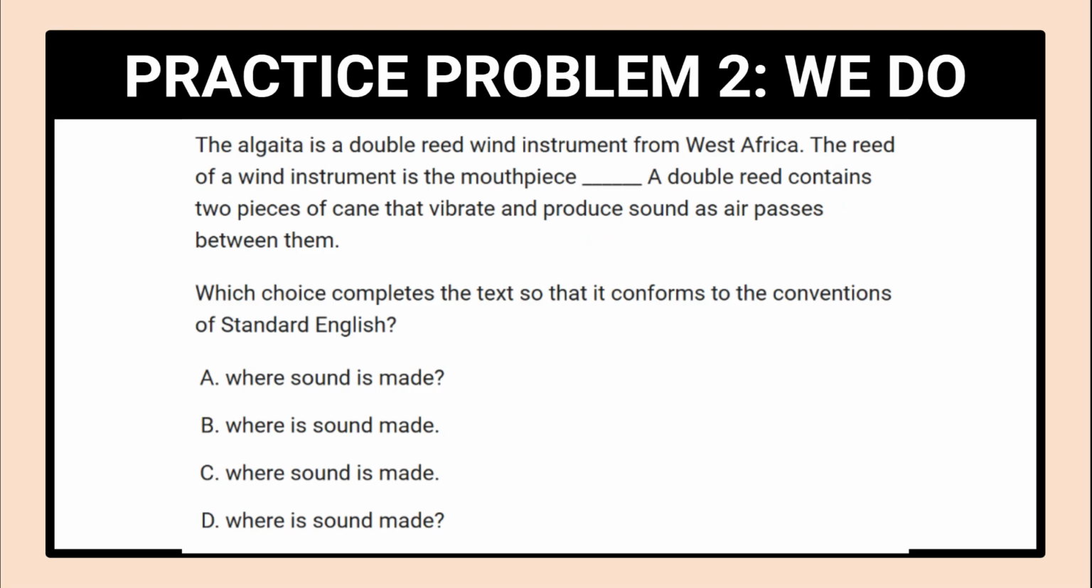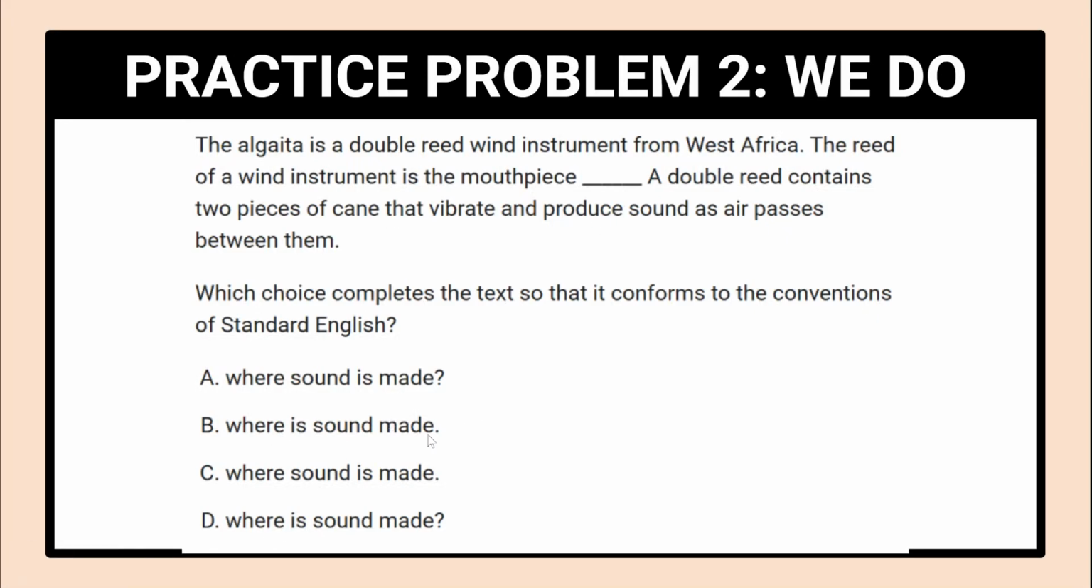The correct answer is going to be C. Now, let's look at this carefully. Let's look at the sentence over here. The reed of a wind instrument is the mouthpiece where sound is made, or where is sound made.